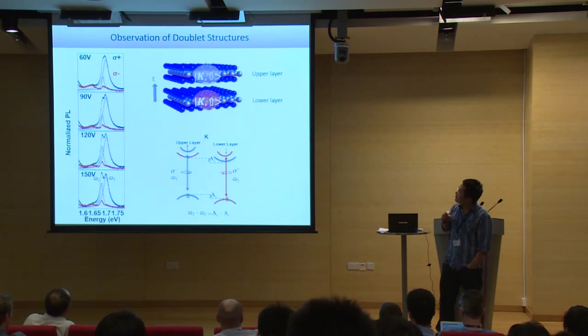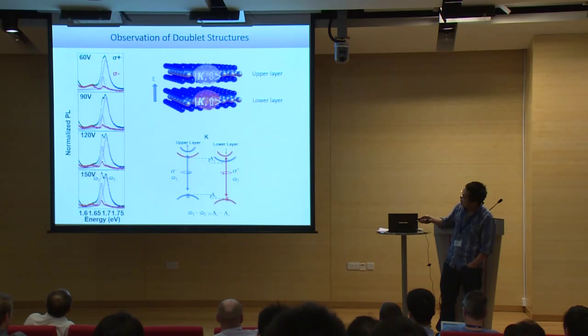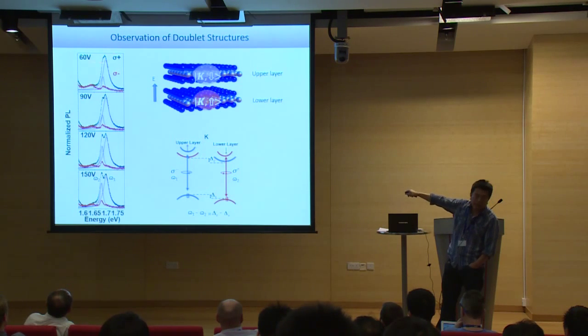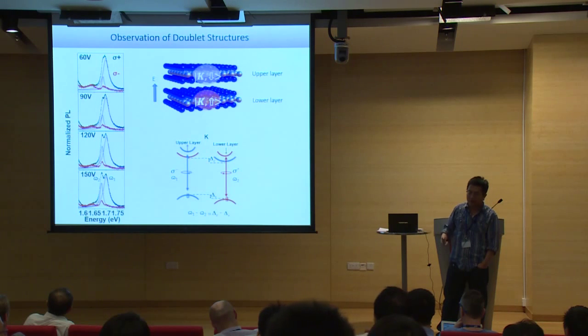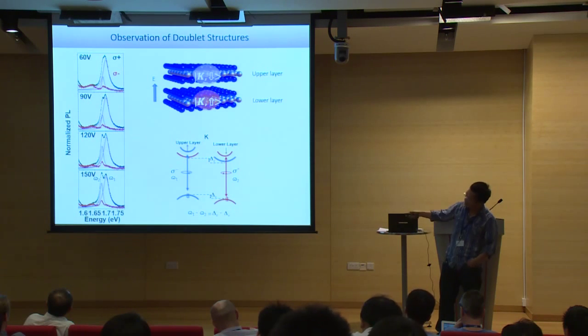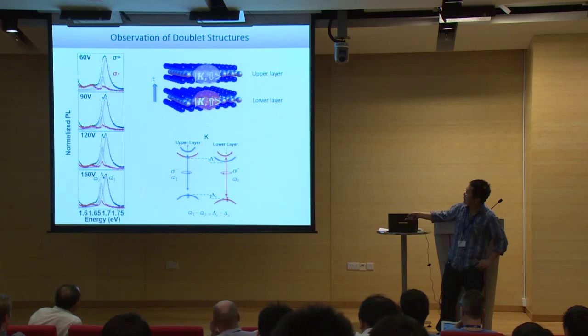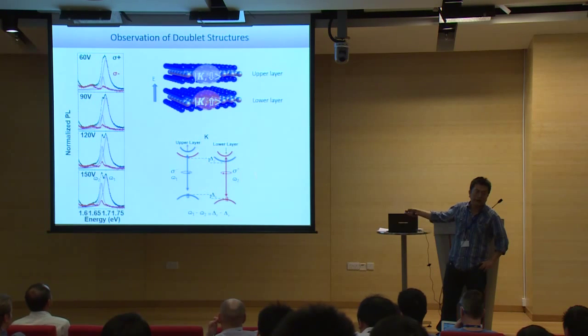Now, there's more we can do. We turn up the gate voltage to 150 volts here. We can see now this trion state, not only one anymore, actually splits into two. Here are two states: one is omega 1, the other is omega 2. These two states have different responses to the polarization of light, and the splitting between these two states is gate dependent. So this is a signature of electric field generation of spin Zeeman splittings.